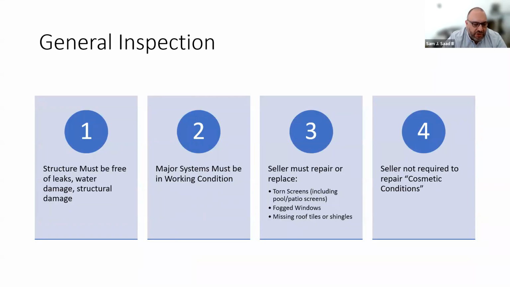We talked about this. The structure must be free of leaks, water damage, structural damage, and working condition for the major systems. Very important that you understand the difference between cosmetic and defective. Working condition, talk about the pool equipment has to be working, the major appliances, the heating, the cooling, the mechanical, electrical, plumbing, security, sprinklers, septic, seawalls, docks, water lifts, all these little parts of the house have to be in working condition.